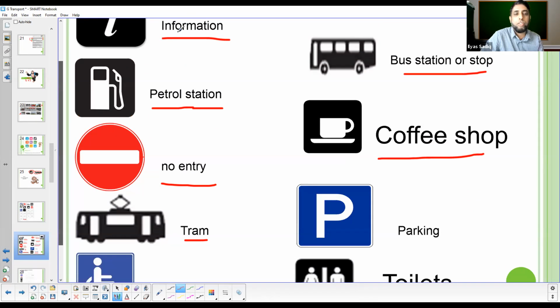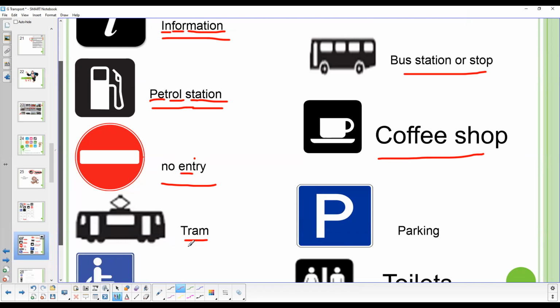Okay, so just remember how we write these. Information. Petrol station. Station. And no entry. Tram.